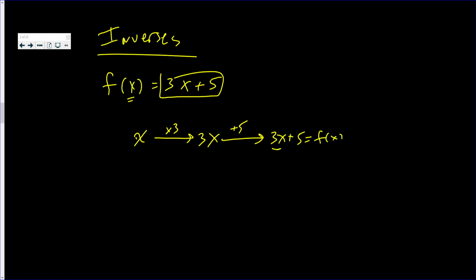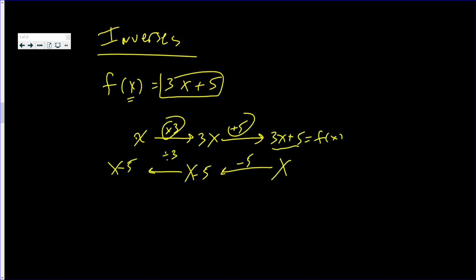Now, call this value big X, and then undo it. To undo adding 5, you take away 5. So now I have X minus 5. To undo multiplying by 3, I divide by 3. X minus 5 divided by 3, that's the inverse. It'll undo what you did.